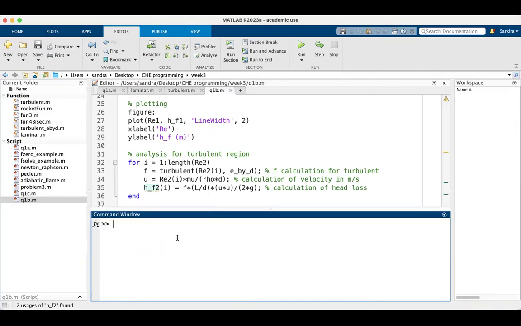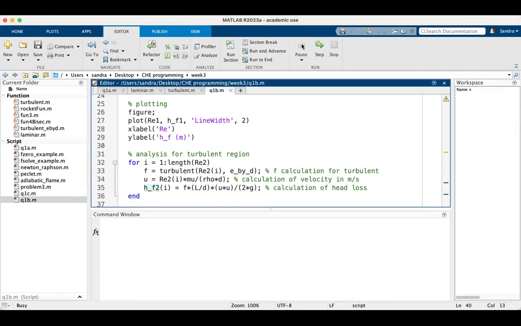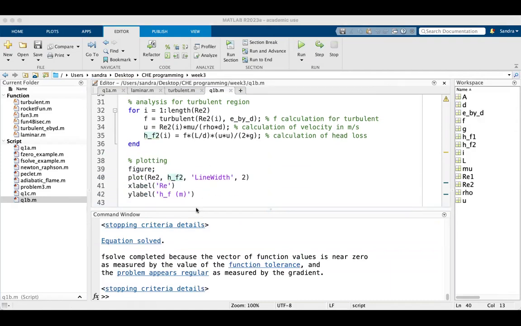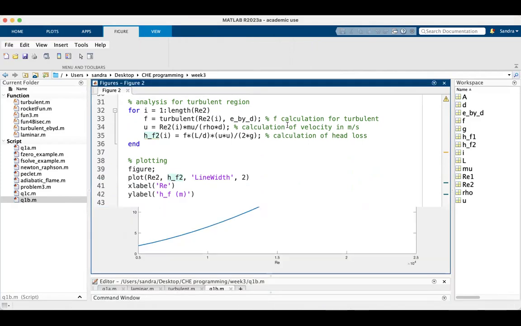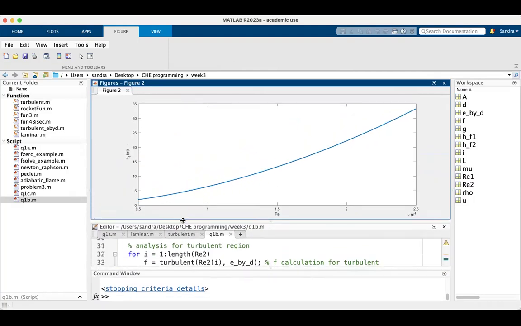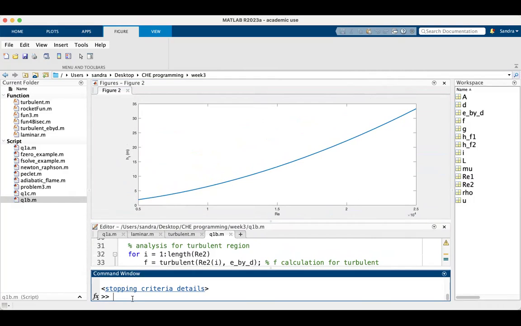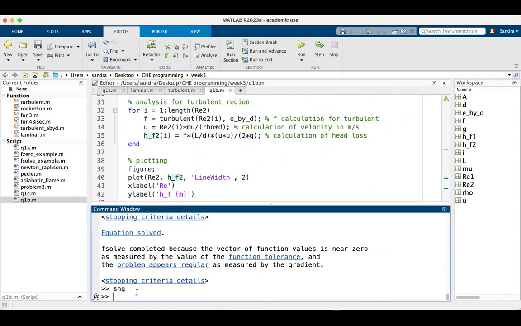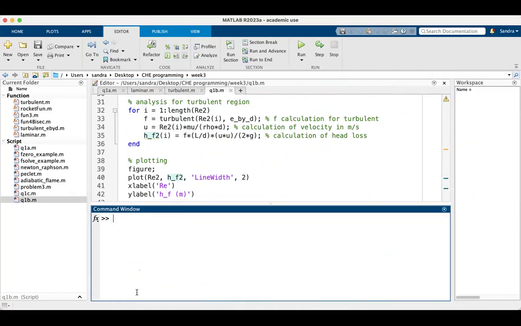Now, once that has been understood, let me just plot this. I'll run this for you. This is taking a bit of time. Why? Because every time for the turbulent region, this equation has to be solved, right? So it will take a little bit of time. Just a second. Let me just run this again. I think I missed something.